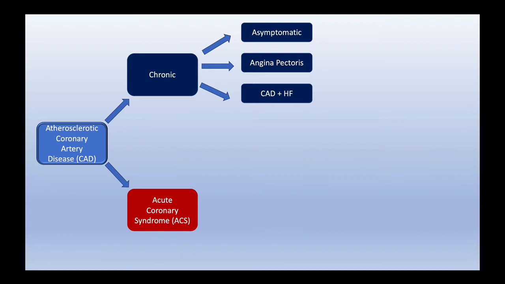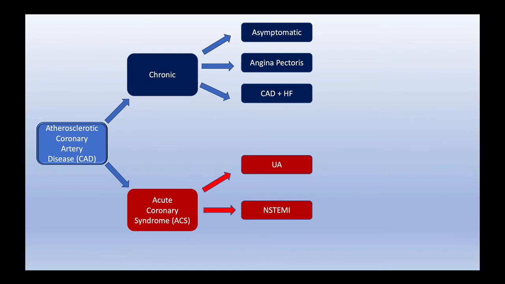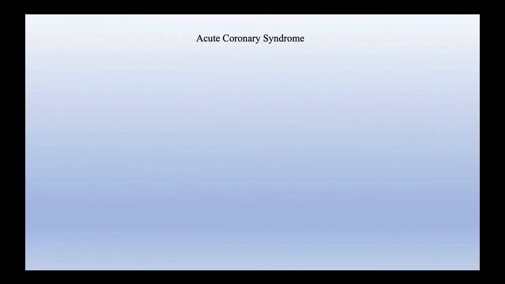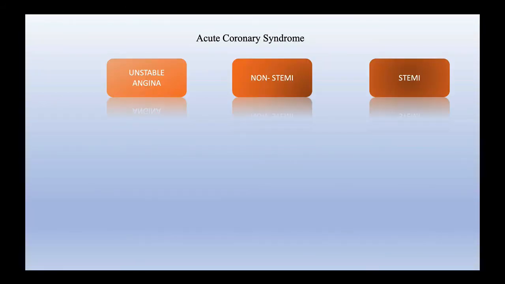What about our acute coronary syndromes? These are the ones which present mainly in emergency with chest pain, acute onset of chest pain, and they can be broadly classified as three types: unstable angina, non-ST elevation myocardial infarction, and your STEMI, that's your ST elevation myocardial infarction. So acute coronary syndrome, you have a spectrum of unstable angina, non-ST elevation MI, and ST elevation MI.